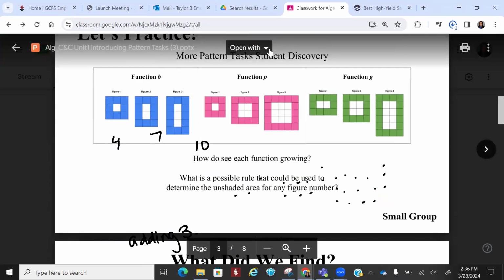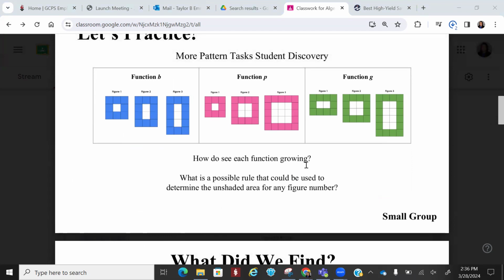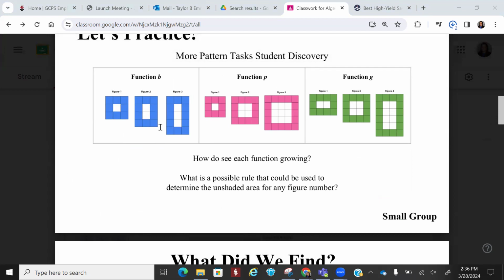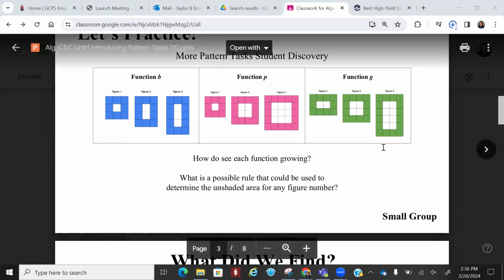Four pattern tasks. So, function B, how does each function grow? Okay, so looking at function B, how does that work? I would look at just the white space. Yeah, just the white space. No problem. We're increasing by one. So, this is going to be called a linear function.